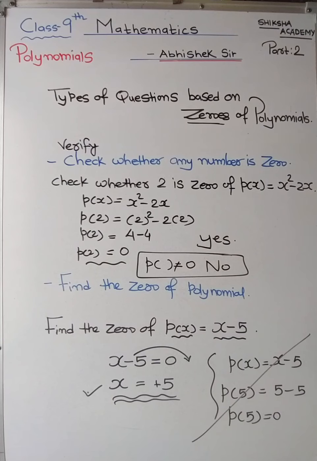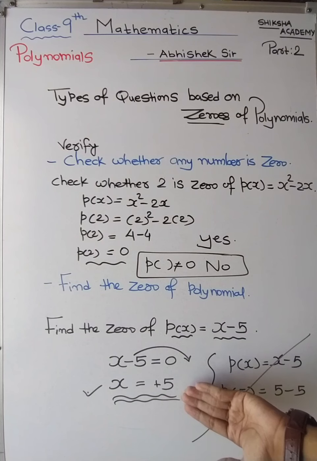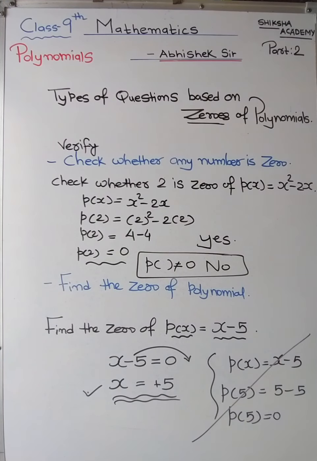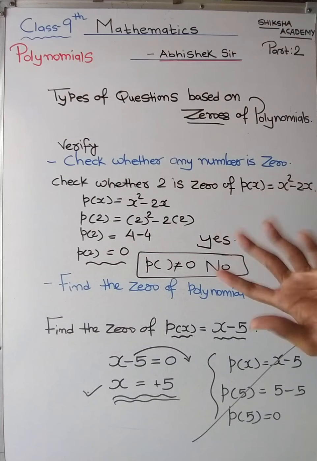But before that, we have some common observations while studying zeros of the polynomial. First of all, a zero of a polynomial need not always be 0. Okay, it may be any number. You can see here it is plus 5. Clear? Second observation is, if you are solving many questions, you may conclude that the number 0 may also be a zero of polynomial. Clear? That means if you put 0 in place of the variable, it will be 0.